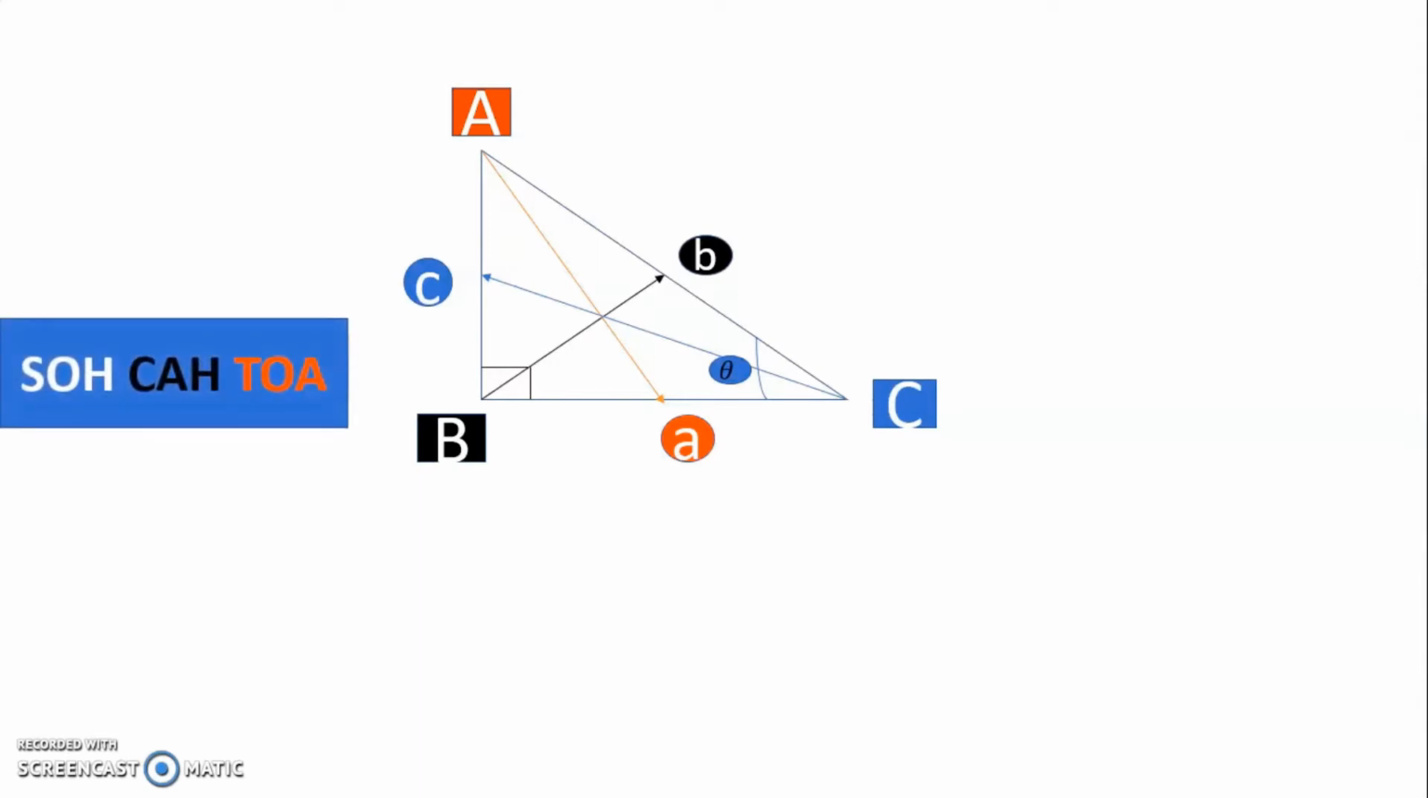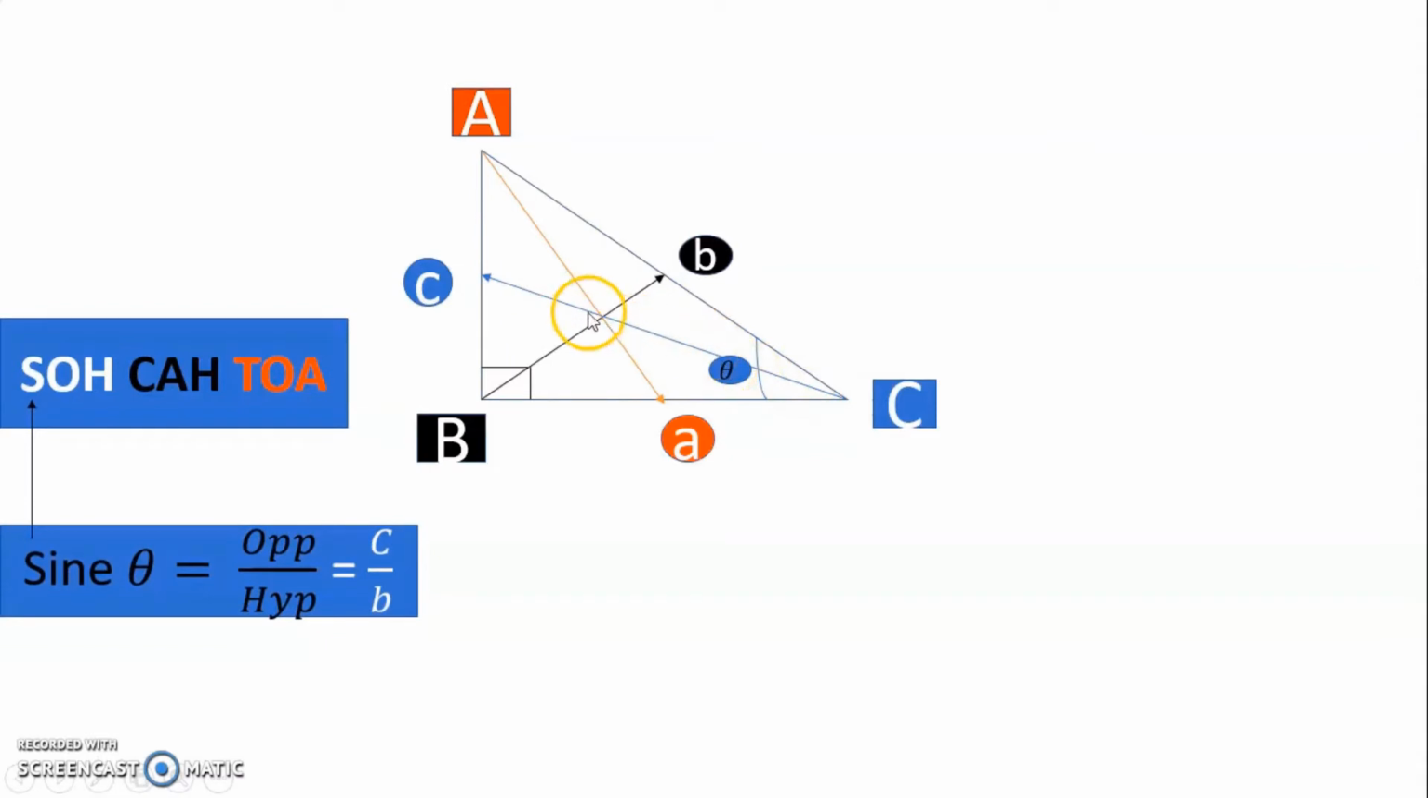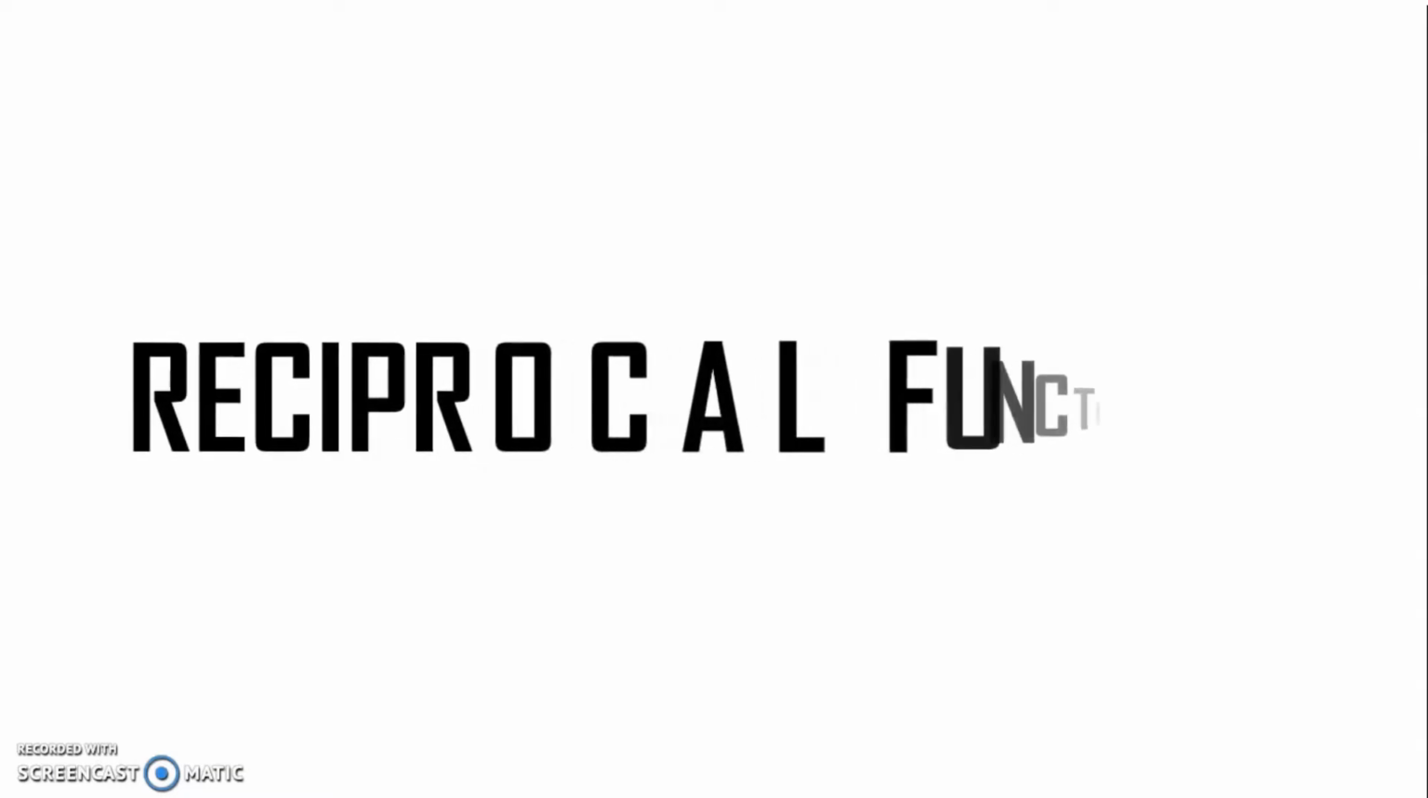Now the sine, which is the SO, is equal to opposite over hypotenuse. So based on this right angle triangle, our opposite for sine theta is small letter c, while our hypotenuse is the longest side, which is small letter b. So sine theta is equal to opposite over hypotenuse, which is c over b. Let's briefly look at the reciprocal functions.